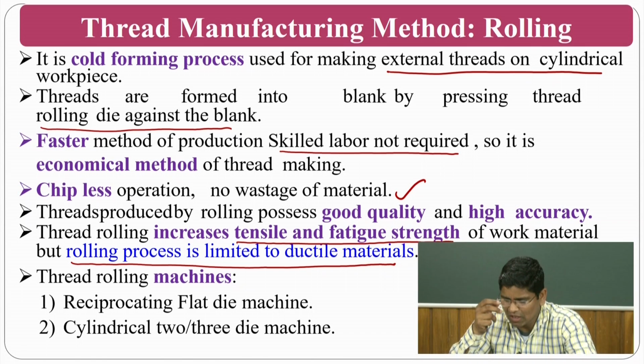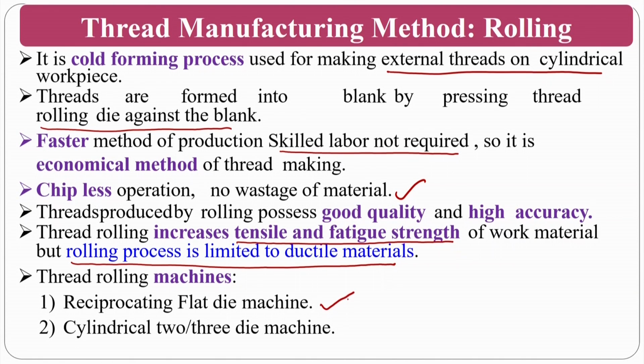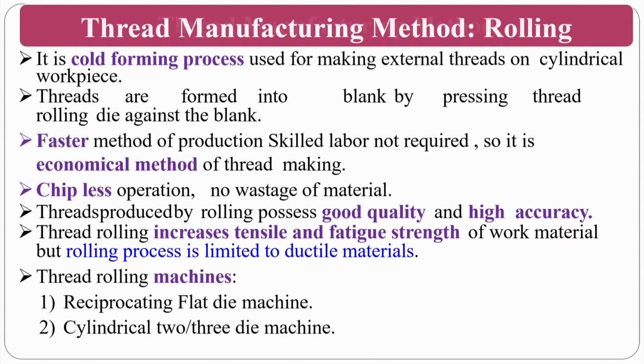If it is a brittle material, what will happen? It will fracture and it will damage the workpiece. So, the threads may not form on the particular surface. Thread rolling has two varieties. One is cylindrical, and another one is reciprocating flat die machines.